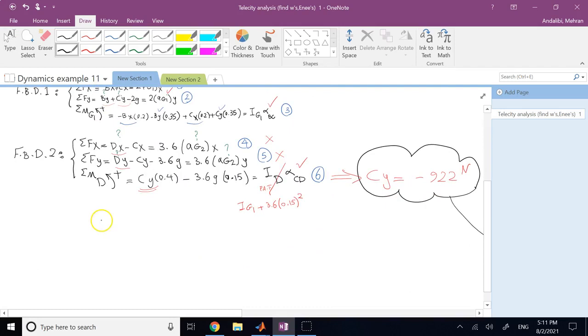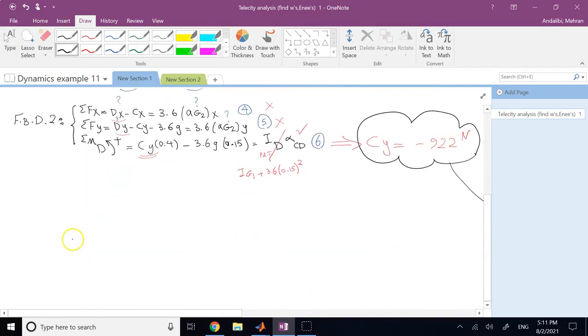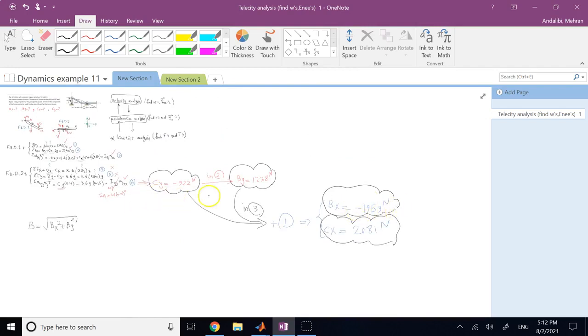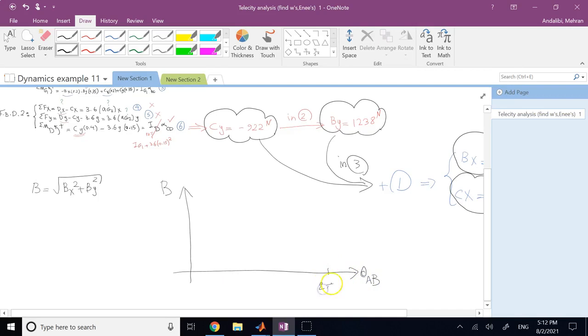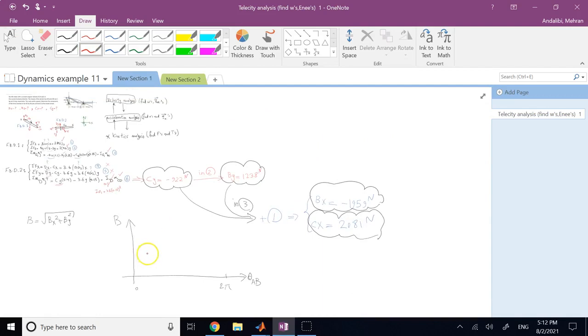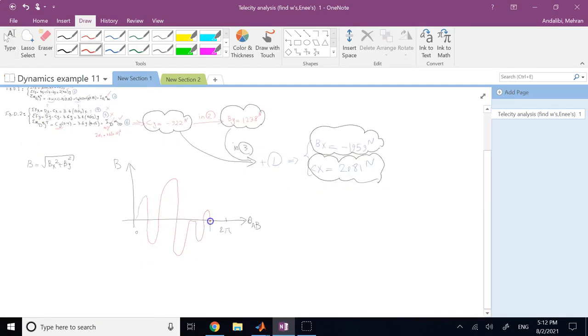If I'm interested in, let's say, the pin at location B, so the force on pin B is square root of Bx squared plus what? By squared, right? So if somebody says what's the total force on pin B, you square these two numbers, this negative 1959 and that 1238, and that gives you the total force at B, right? And as I said, if you plot this magnitude of force B versus time or versus the angle of member AB, theta AB, for when it goes from 0 to 2 pi, you are going to get a plot, right? Let's say you get something like this. Good. And you have some maximum B in the positive direction. And you also have some minimum B in the negative direction.